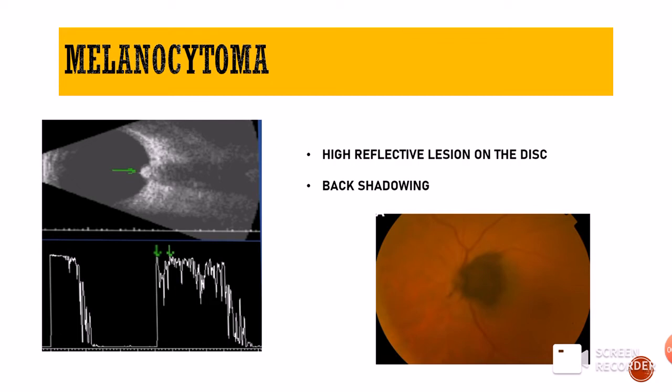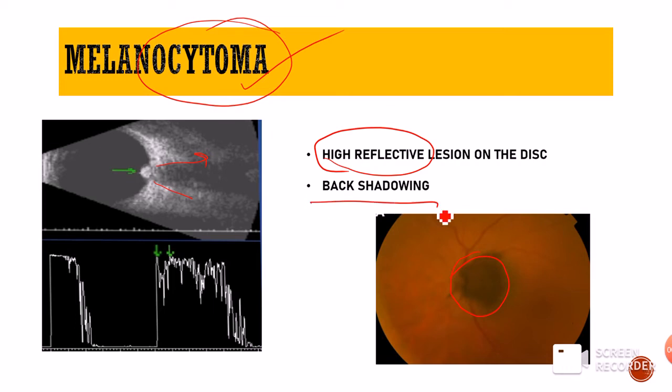Now let us talk about one more melanocytic tumor which is present specifically on the surface of the disc, and that is called the melanocytoma. Since it's benign, you're going to have certain normal disc structures, you're going to have attachment of vitreous, and then you also have the melanocytes which are present in that. Because of that variability, we are going to see a high reflective lesion present centered on the disc, and it is also going to show some amount of back shadowing.